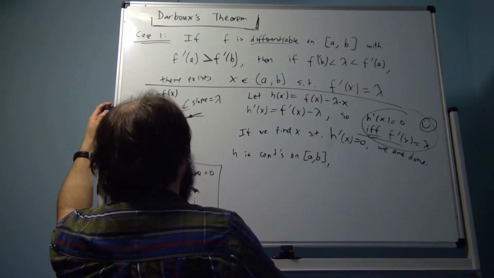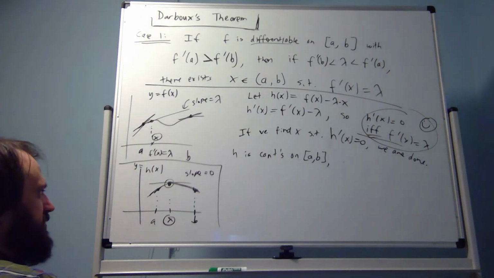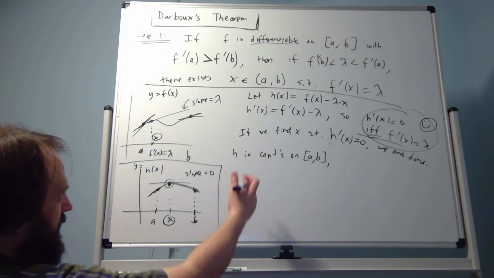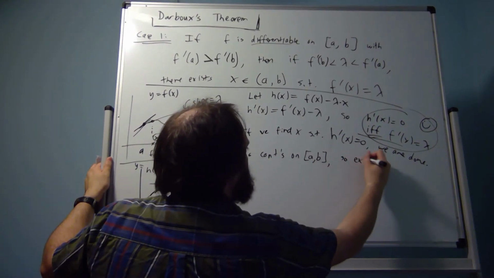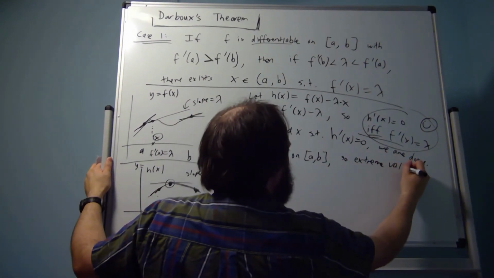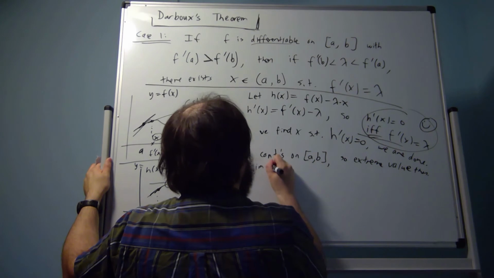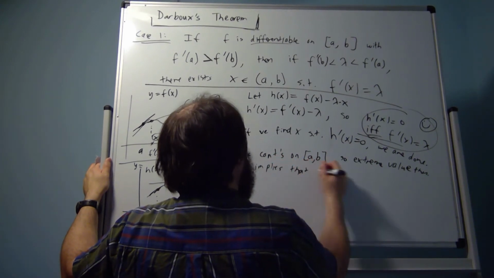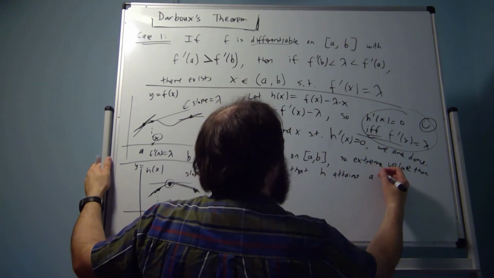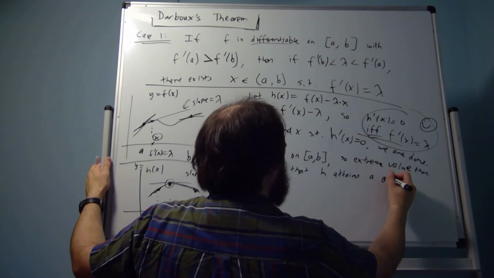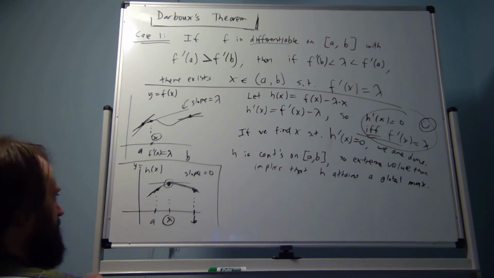So h has differentiability, and one-sided differentiability on the endpoints, which implies that h is continuous with one-sided continuity at the endpoints. So h is continuous on A to B. I believe this is called the extreme value theorem. It implies that h attains a global maximum on its domain.